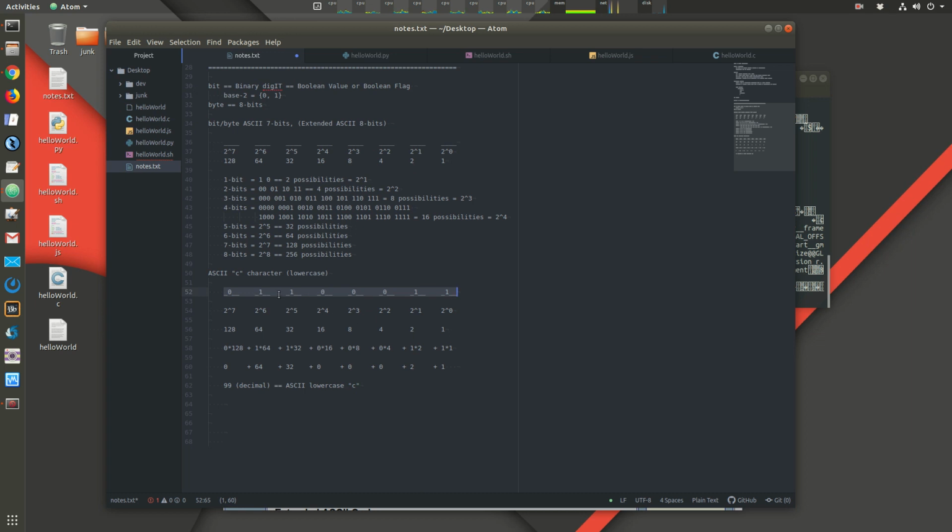So UTF-8 actually can use up to 4 bytes of information. If it sees a 0 in a byte, then that character representation is only 1 byte. So if the very first digit here is a 0, UTF-8 says, okay, this is just an ASCII character and I'm only going to look at the next 7 bits, and that's the character that it is.